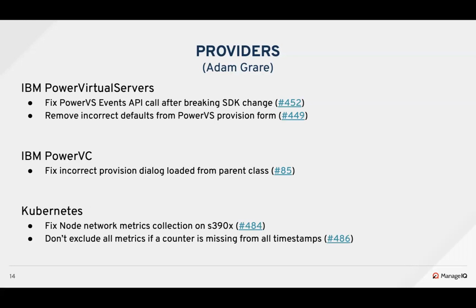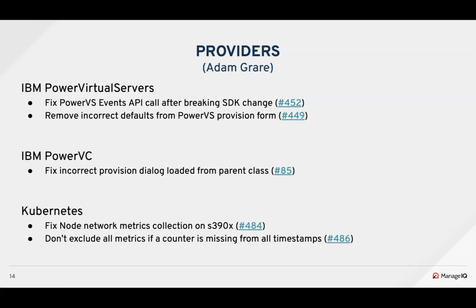essentially if we weren't getting all of the counters back, we were excluding it because we didn't want to have, for example, CPU in one timestamp and then missing in the next timestamp because it would cause issues with rollups if it was missing. So we were dropping timestamps that didn't include all of the metrics that we were requesting. But in cases where a particular counter wasn't returned in any of the timestamps, which was the case here, we were dropping good CPU and memory metrics because we didn't have network, for example.